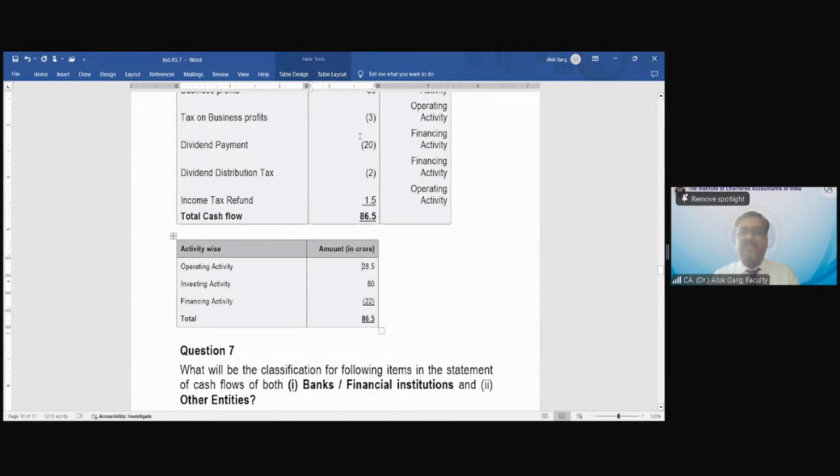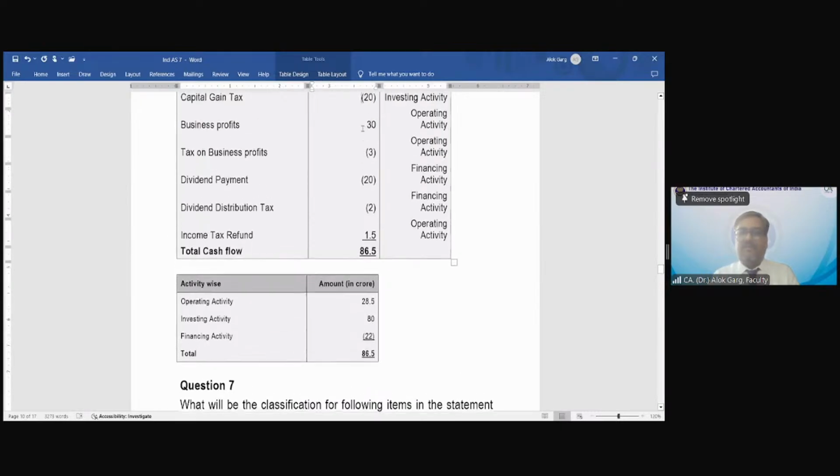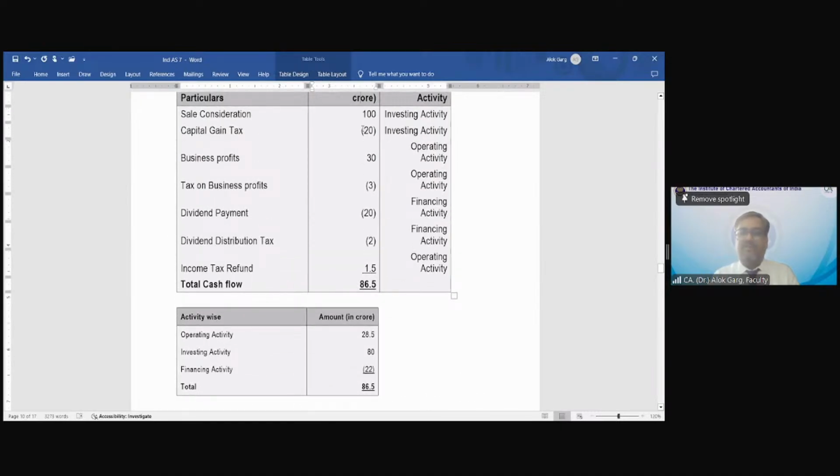Financing activity is how much? 20 crore dividend payment, and 2 crore is your DDT. Is it 20 minus 2, or minus 20 minus 2? Both will be negative. They are outflows. You are paying dividend, just think about it. So there are two outflows.